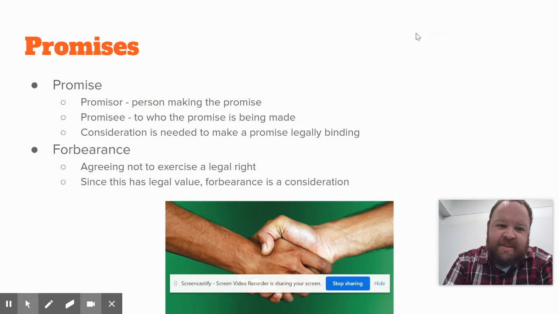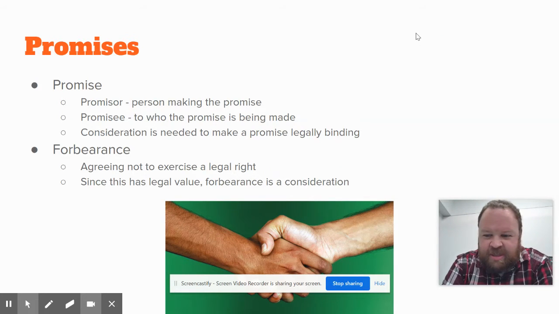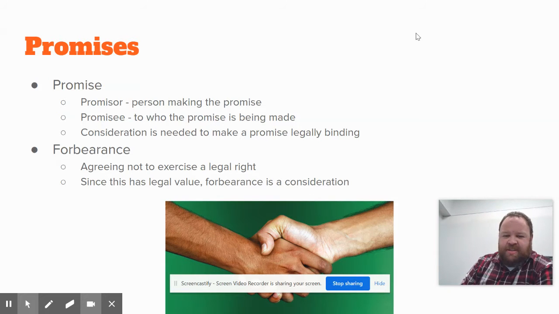A promise. The few definitions you need to know as far as law is concerned: the promisor is the person making the promise. The promisee is to whom the promise is being made. Consideration is what's needed to make a promise legally binding. Forbearance is agreeing not to exercise a legal right. Since it has legal value, forbearance would be considered a consideration.